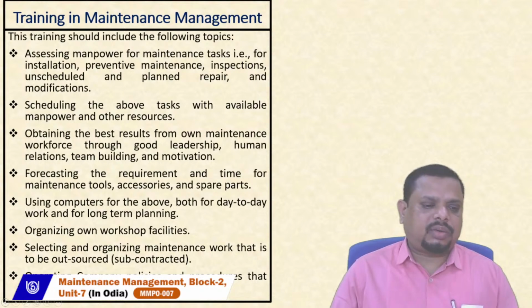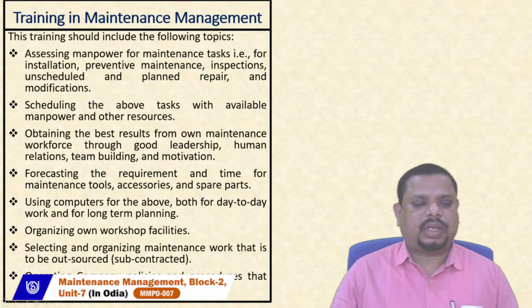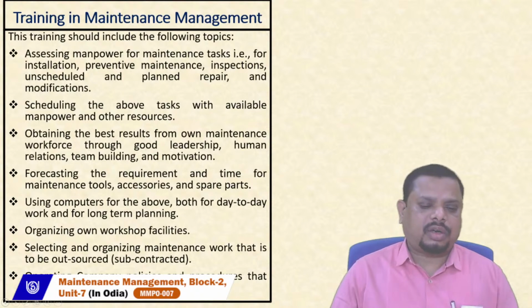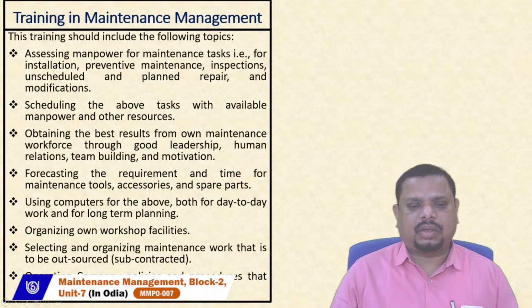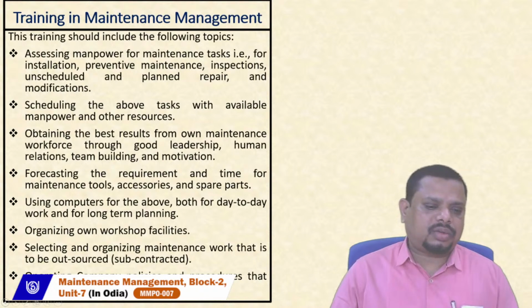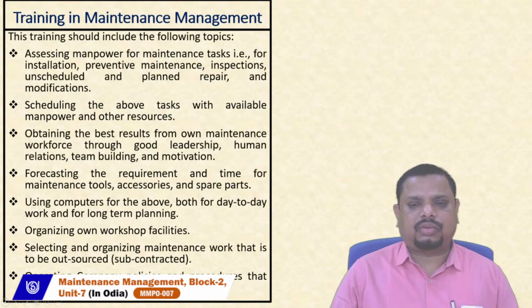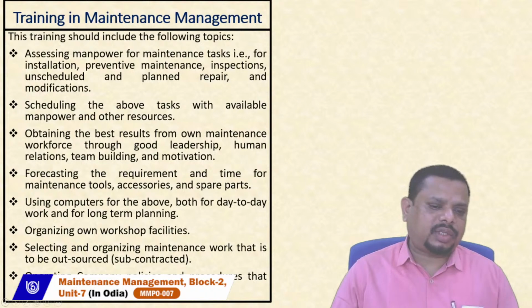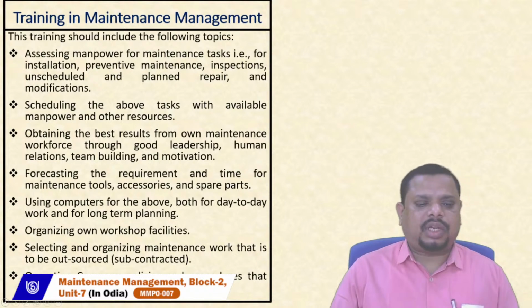The next we have selecting the organization maintenance work that is to be outsourced or contracted. Nowadays, most organizations go for subcontracting of machines as well as even workforce, so that selecting and organizing the maintenance work would be very simple and easy, providing a large variety of skills to the maintenance management. The last point we have is operating company policies and procedures that are applicable to all employees.